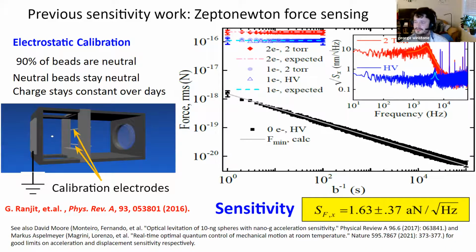You can think about these sensitivities in terms of forces, acceleration, or displacement. And if you look to other parts of the community, whether you want to measure in newtons, acceleration, or displacement, you can look at some work done by David Moore, where they, I think, showed 10 to the minus 5 g sensitivity on acceleration, and then some picometer displacement sensitivity by Markus Aspelmeyer quite recently. So these systems are very sensitive. These objects are very good sensors.